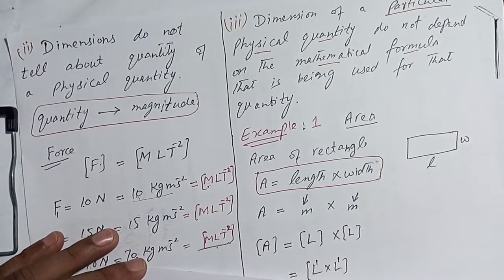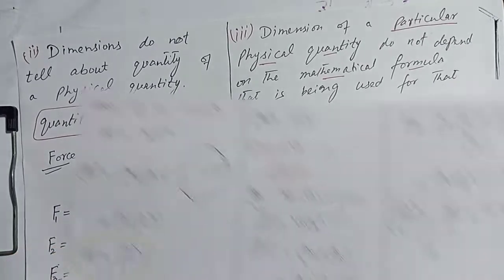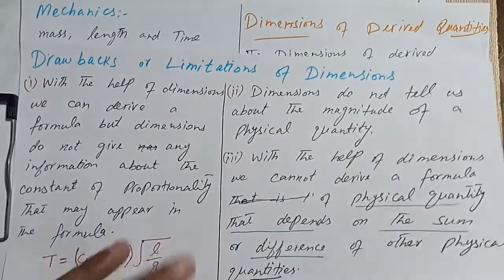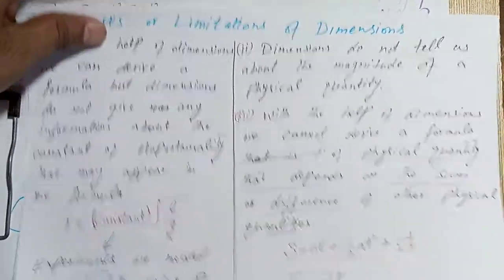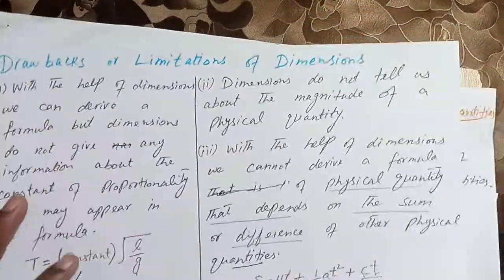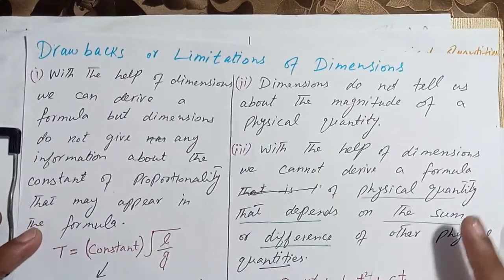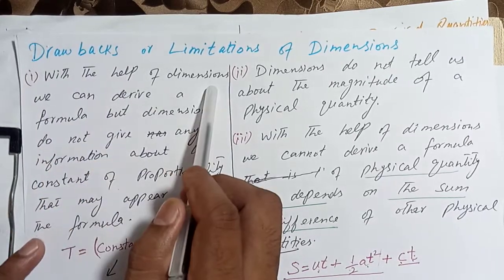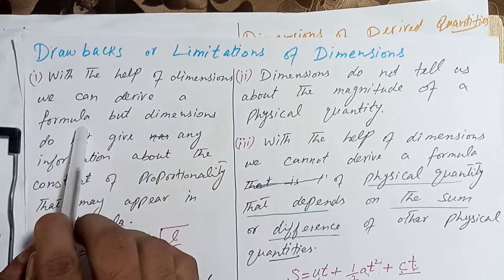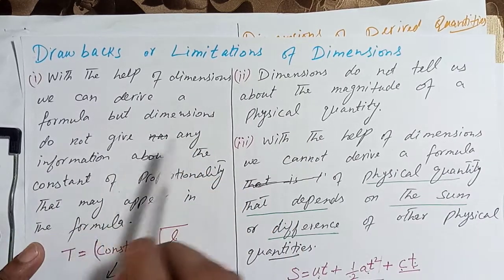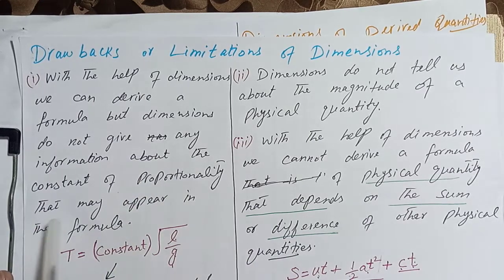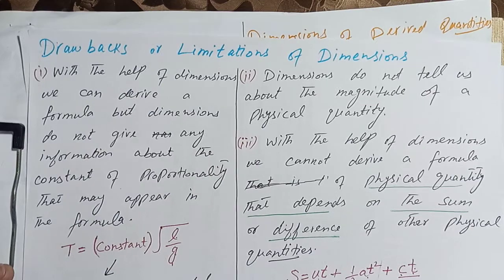Next, we talk about the limitations or drawbacks of dimensions. One drawback of dimensions is that with the help of dimensions we can derive a formula, but dimensions do not give any information about the constant of proportionality that may appear in the formula.